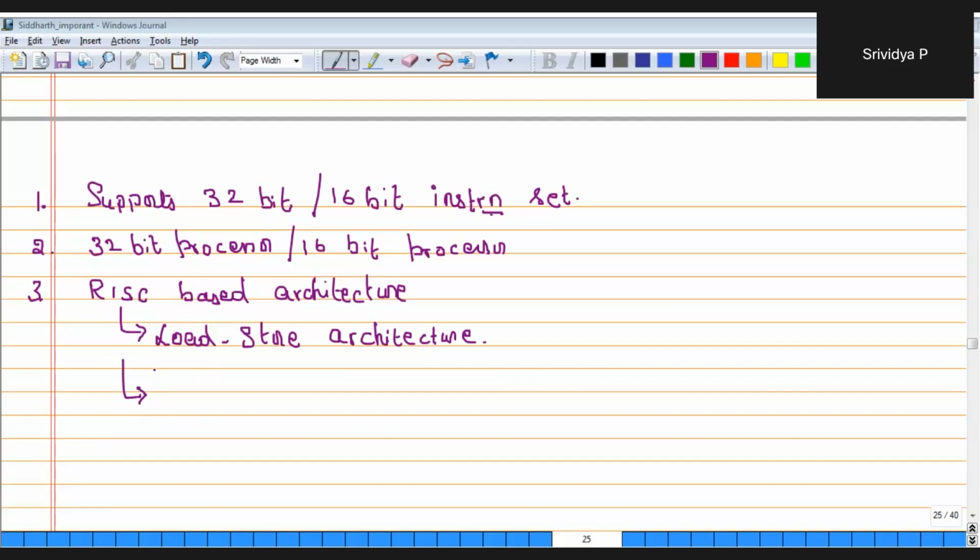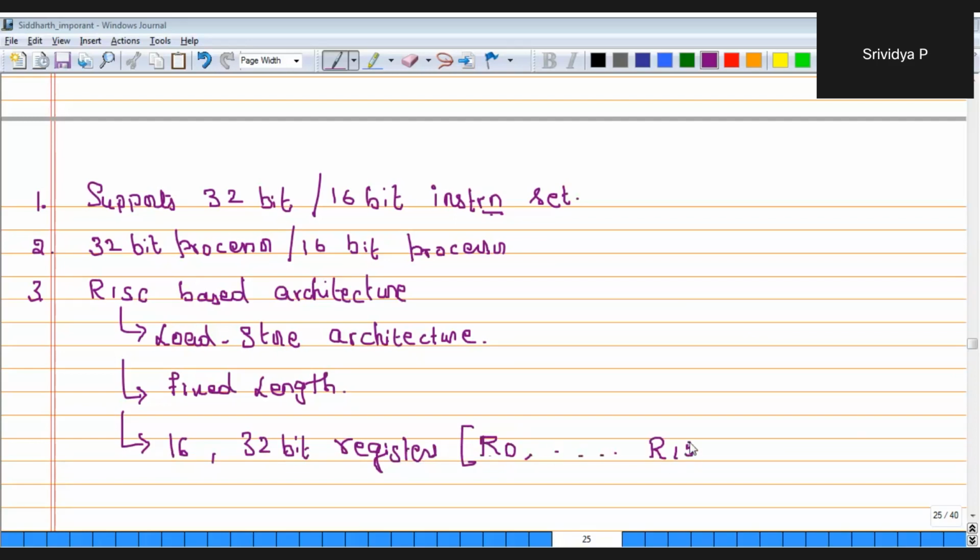Since it is a RISC-based architecture, the instructions are fixed length. Since we are using a load store architecture, wherein we require a large number of registers, the ARM processor also supports a large number of registers. There are 16 32-bit registers, and the registers are named R0, R1, R2, and so on up to R15.